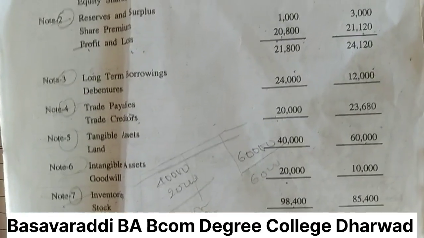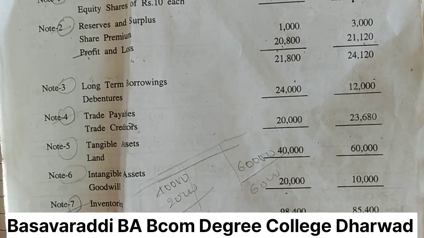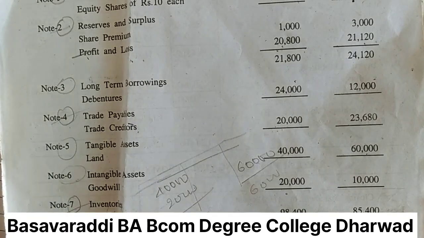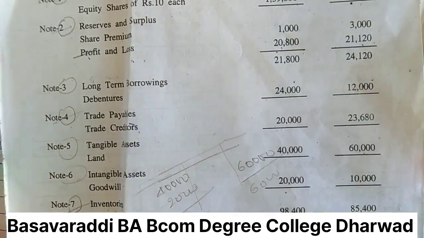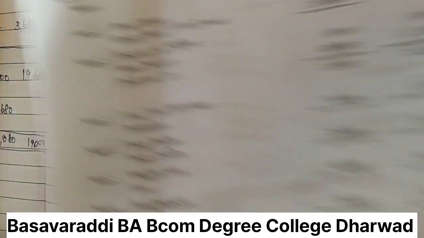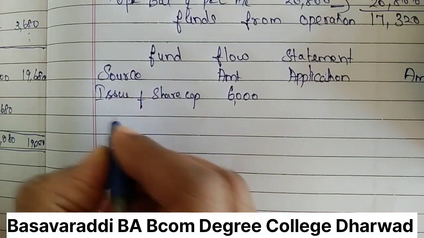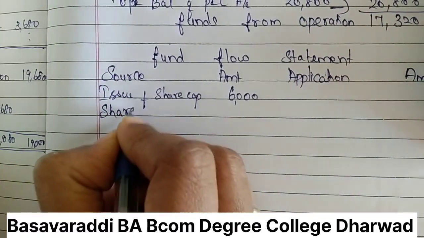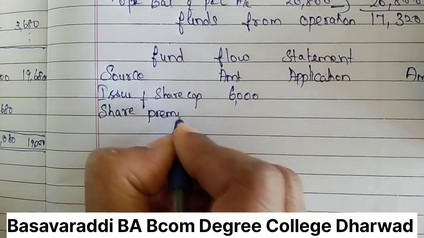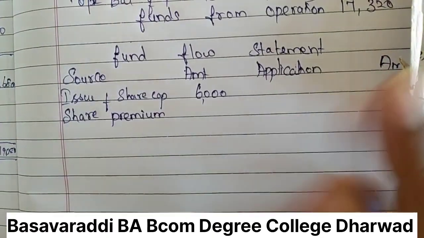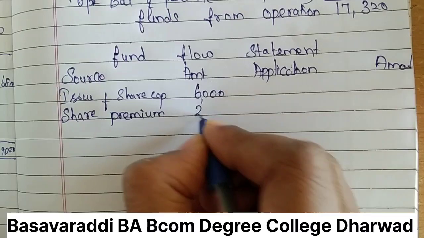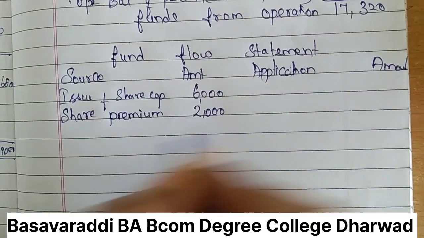Next one, see the notes. Share premium. Premium is also considered as a source of the organization. This is 1,000, this is 3,000. What is the difference? 2,000. You have to enter it in the source column as share premium, 2,000. Only the difference you have to write.